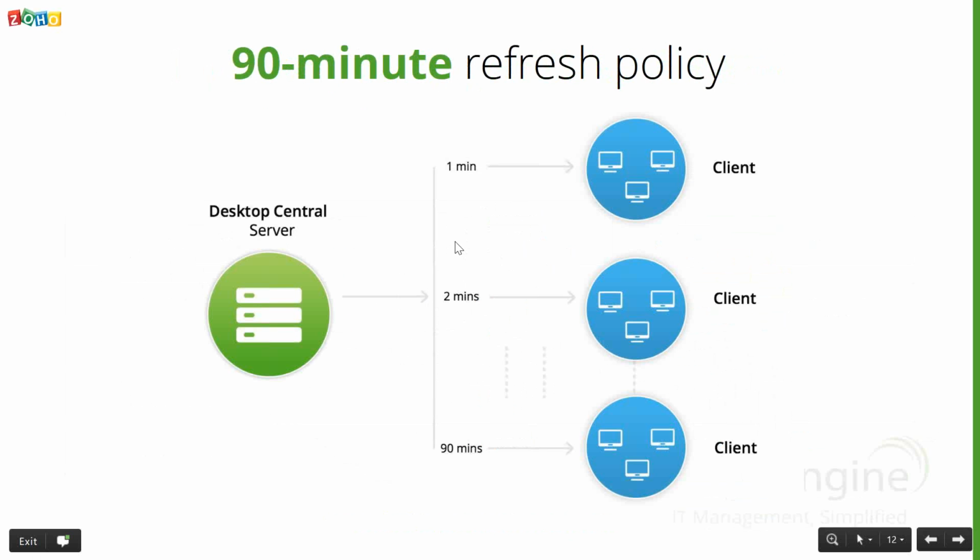To make it clearer and easier to understand, let's take a quick example network. Let's consider a network of 90 computers. One computer will reach out to the Desktop Central server per minute. For a network of 900 computers, 10 machines will reach out to the server per minute. Similarly, for a large network of 9,000, it's going to be 100 machines reaching out to the server per minute. So this helps to gain access in a smooth way.